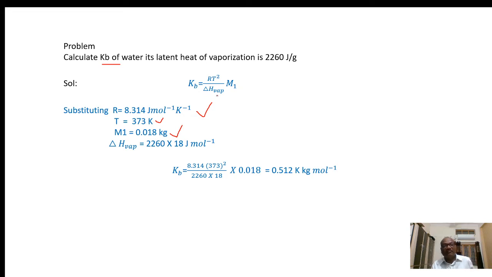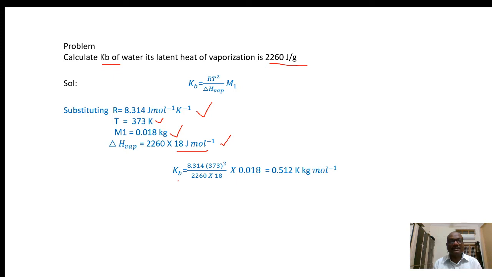Delta H of vaporization. What is delta H of vaporization? 2260 per gram it is given. But you have to substitute per mole. For 1 gram of water it is given as 2260 joules. But you have to substitute for mole. Mole means how many grams of water? 1 mole of water is nothing but 1 molecular weight. It is 18. That's why if you multiply this with 18, it will give the value for 1 mole. So 2260 into 18 joule mole inverse.